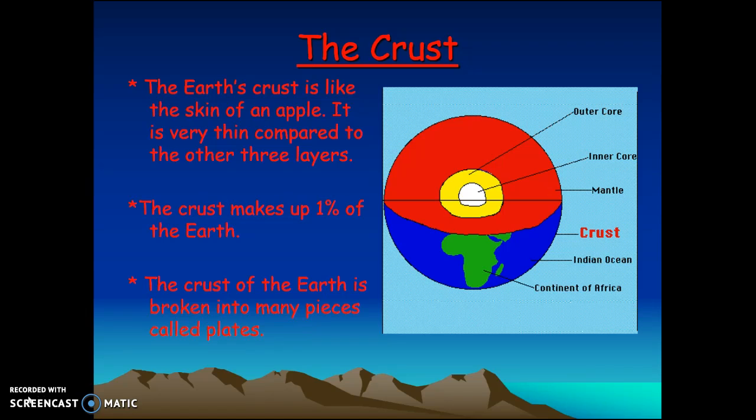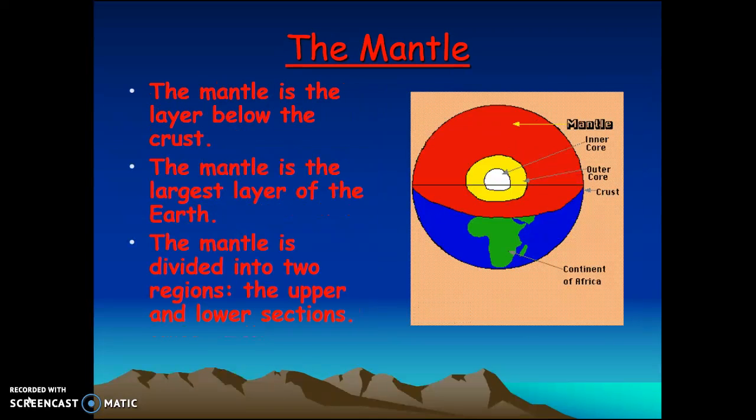Let's first look at the crust. The crust is going to be like the skin on your body or the skin of an apple. It's very thin compared to the other three layers. Basically, our Earth's crust is what we walk on when we're outside. The crust of the Earth is broken into many pieces. Those pieces are called plates. And we're going to talk about the plates in more detail a little bit later. But we're going to focus more on those layers for the next couple of days.